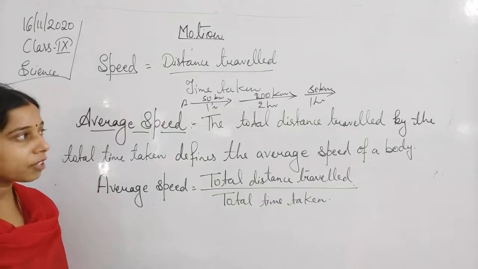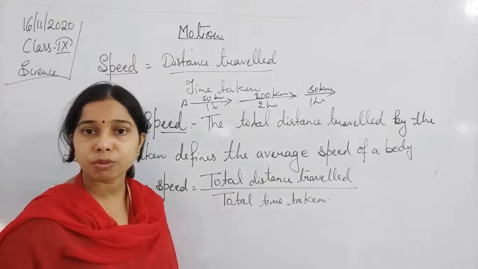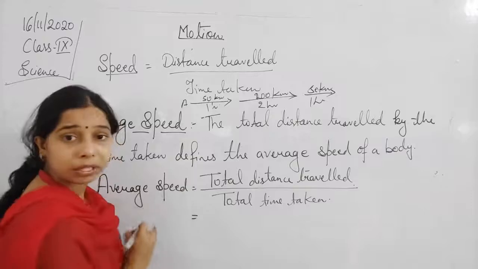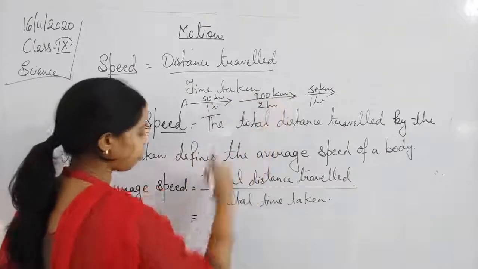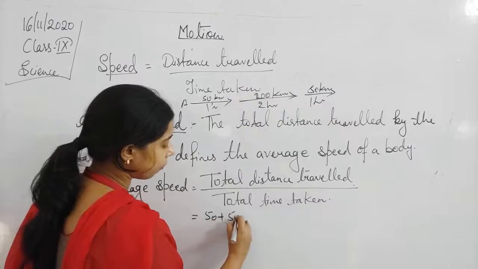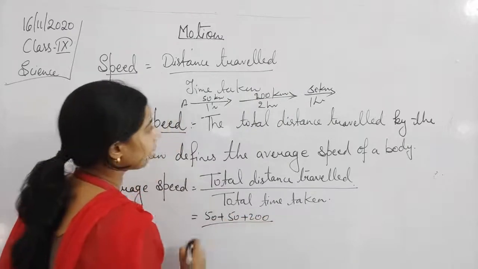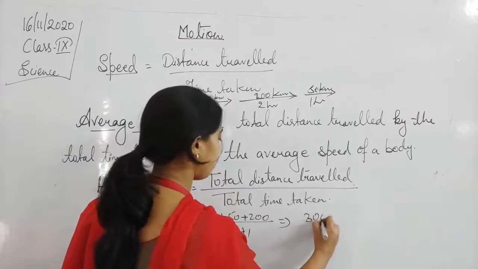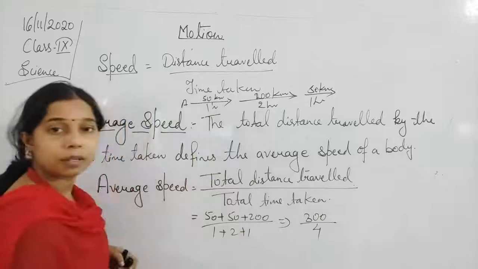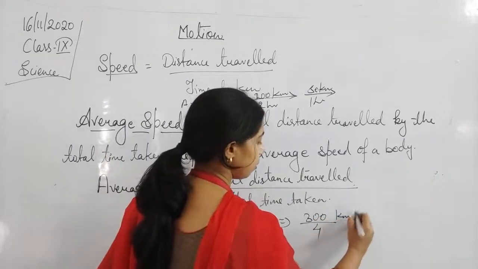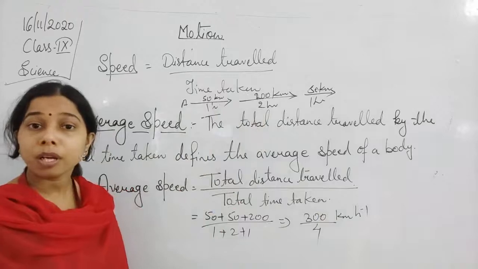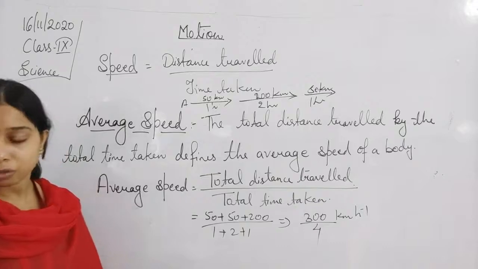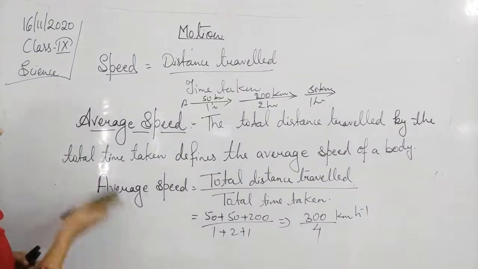So what is the average speed here of that particular vehicle, students? We will add all the distance. So what is the total distance? It will be 50 plus 50 plus 200, upon the total time taken, which is 1 plus 2 plus 1. So it will be equal to 300 divided by 4 kilometer per hour. So this is the average speed of that particular vehicle.